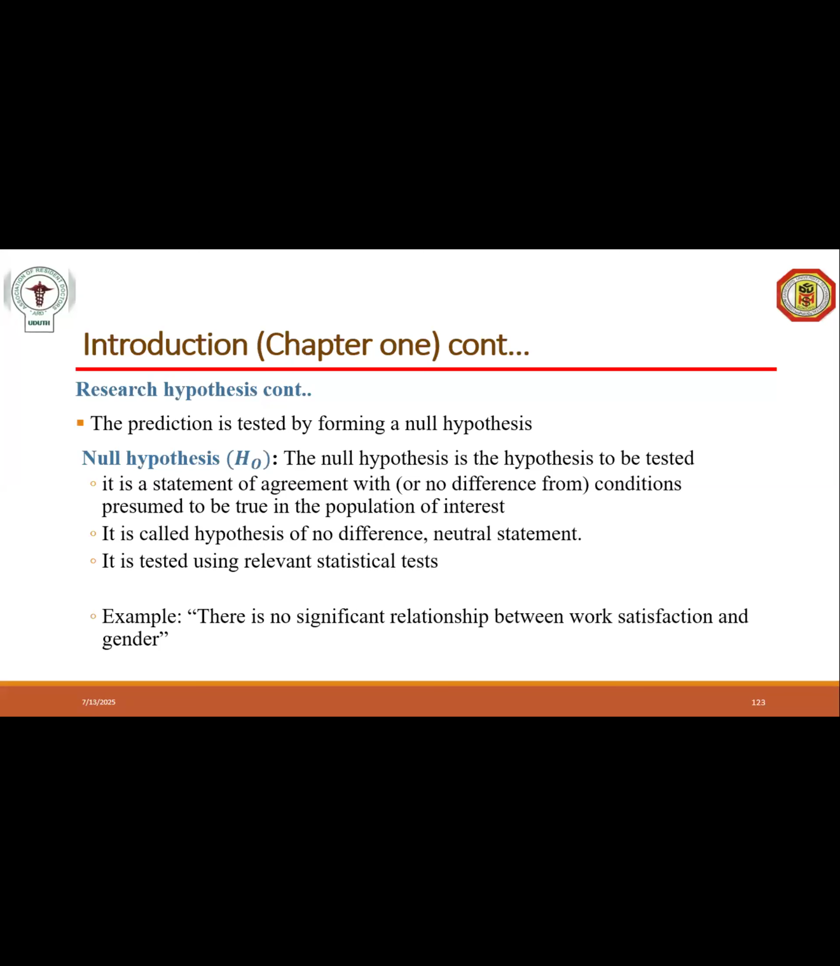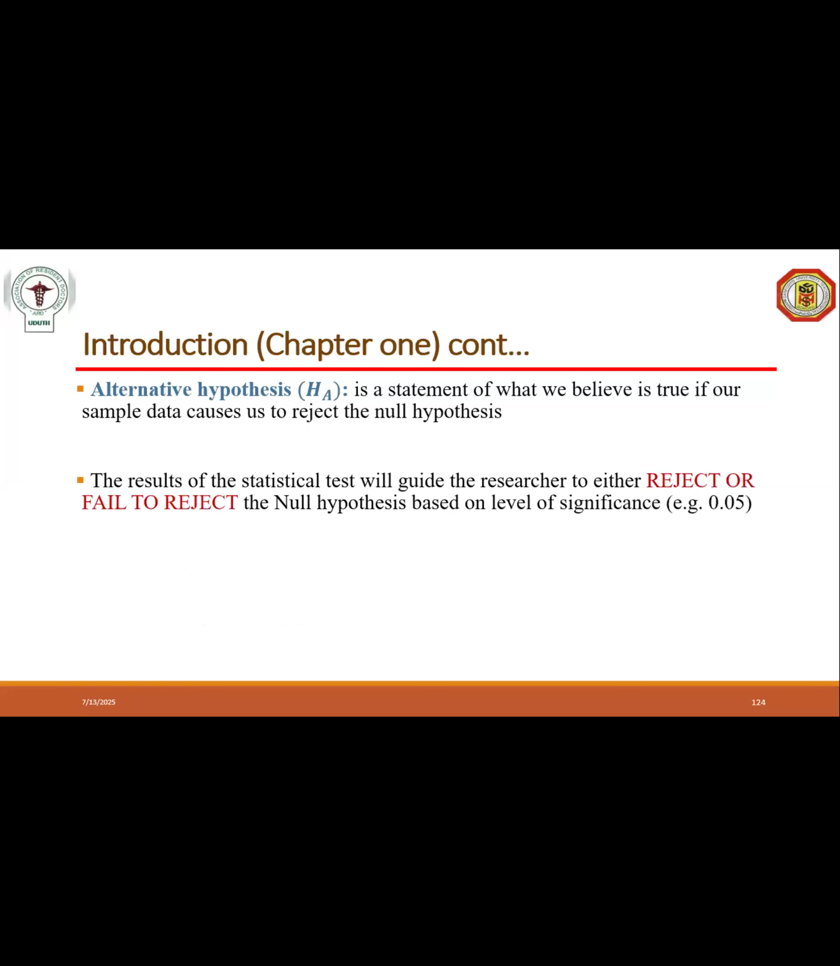So you can now say maybe age is not a predictor of IPC practice among healthcare workers. Then the alternate hypothesis: age is significantly related to, or is a significant predictor of, IPC practice among healthcare workers. So this is hypothesis, null and alternate hypothesis.